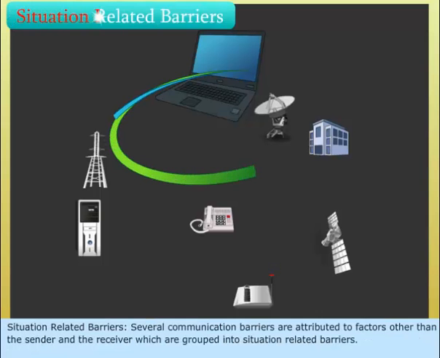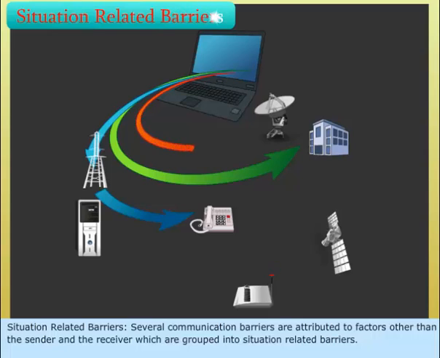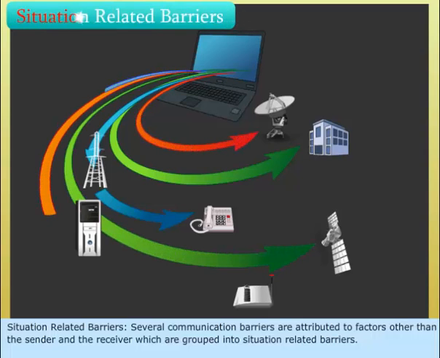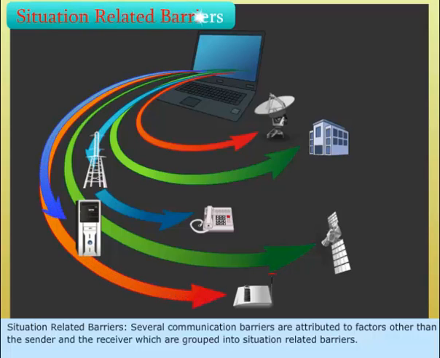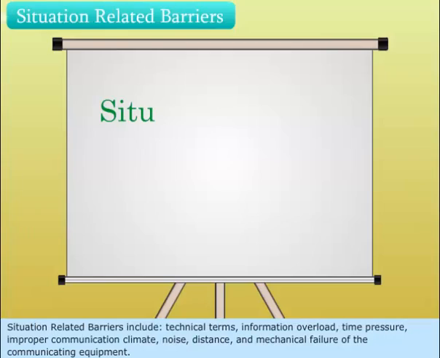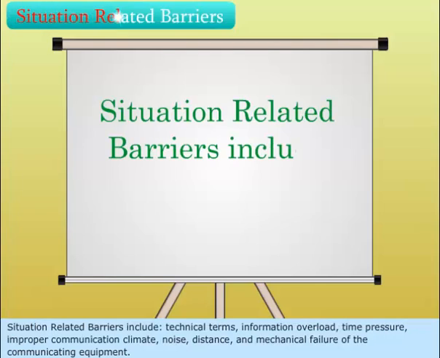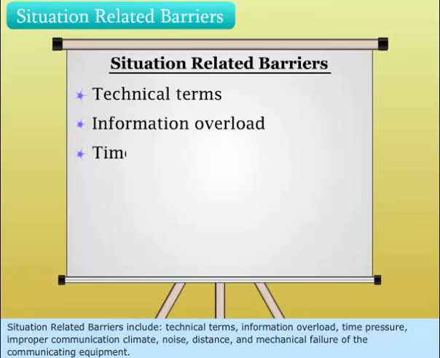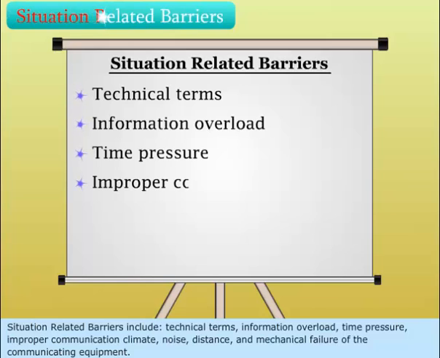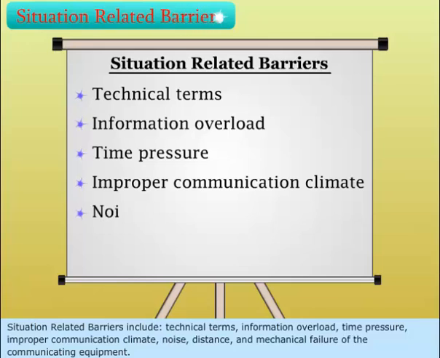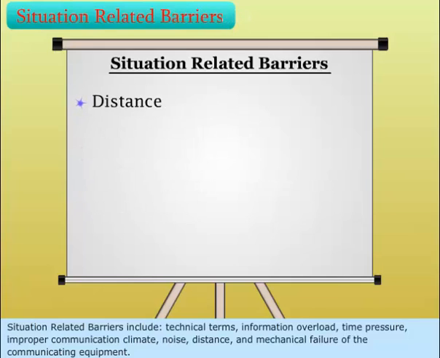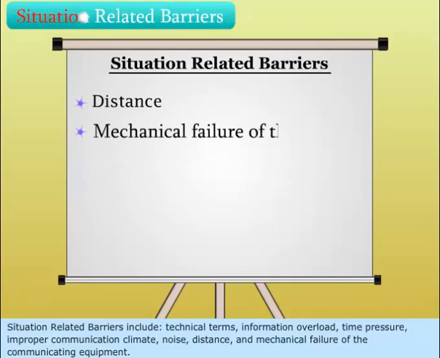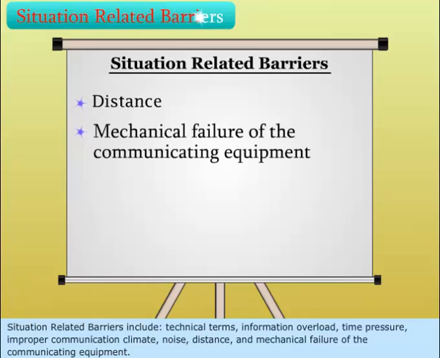Situation-related barriers. Several communication barriers are attributed to factors other than the sender and the receiver, which are grouped into situation-related barriers. Situation-related barriers include technical terms, information overload, time pressure, improper communication climate, noise, and distance. Mechanical failure of the communicating equipment.